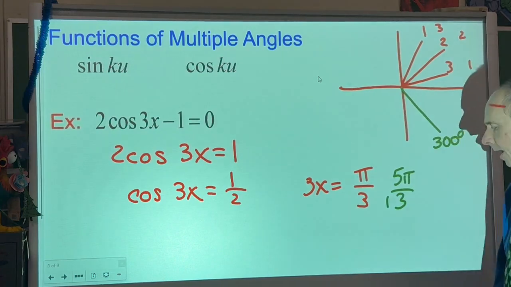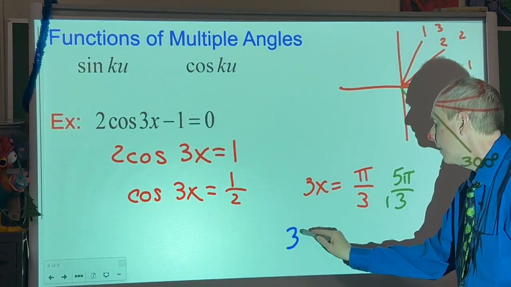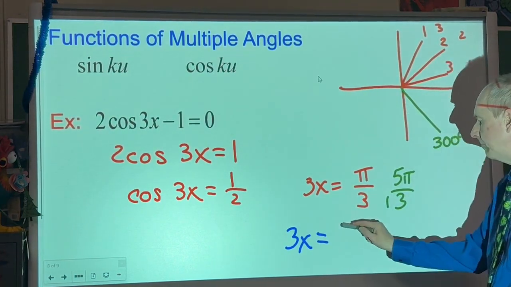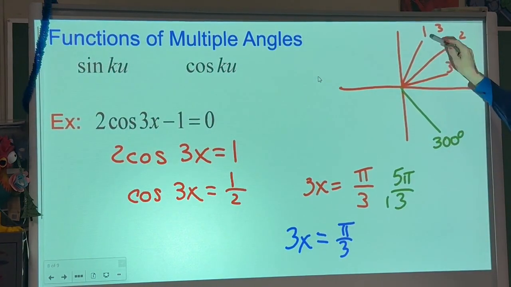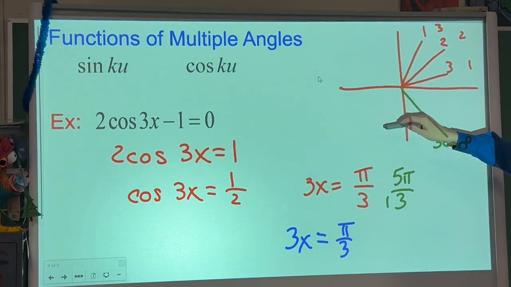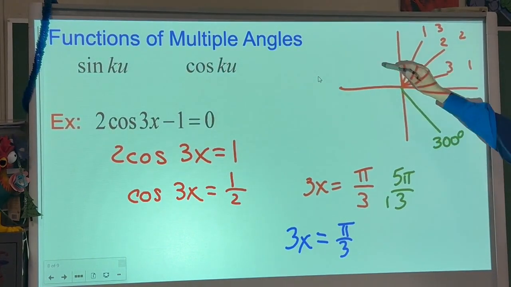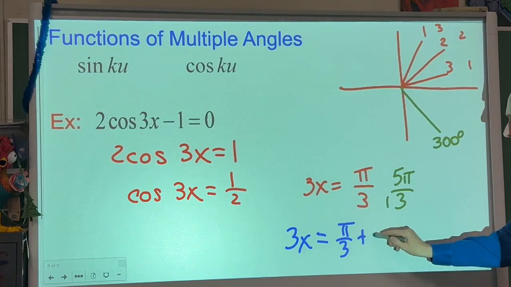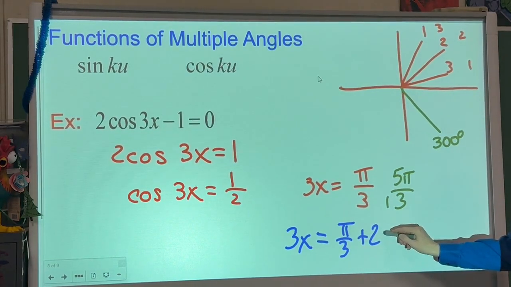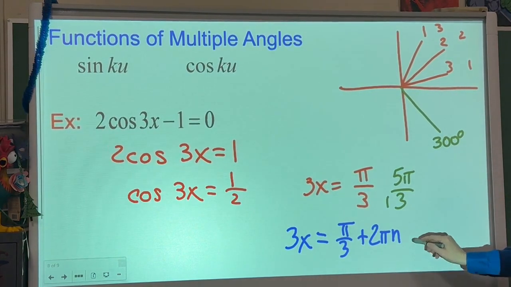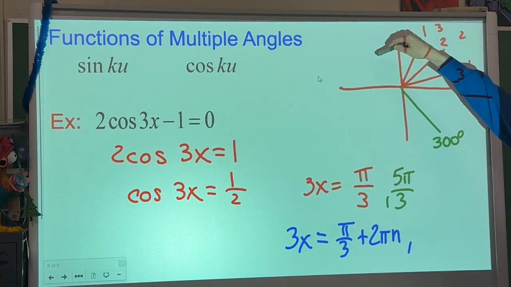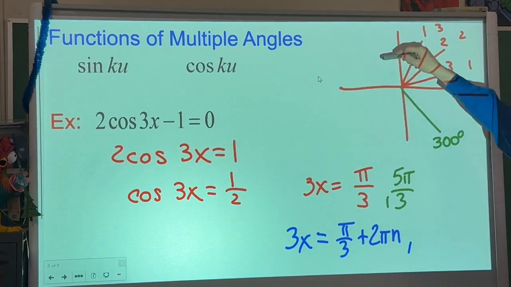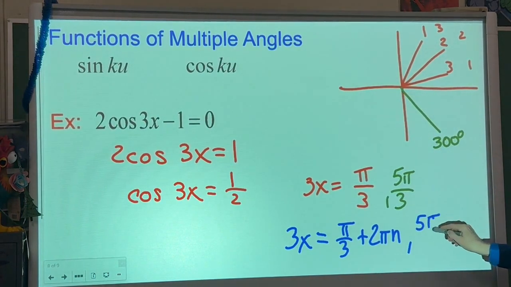This is 0 to 2 pi. Our general solutions, pi over 3. So we're sitting here at 60 degrees. There isn't one on the opposite side, 180 degrees apart. I have to go a full circle to get back here. So that would be 2 pi n. 300 degrees. I can't just go on the opposite side, 180 degrees. I got to go a full circle to get to the other one. 2 pi n.